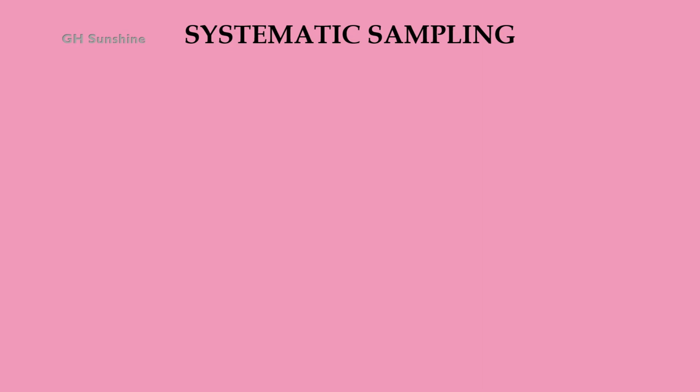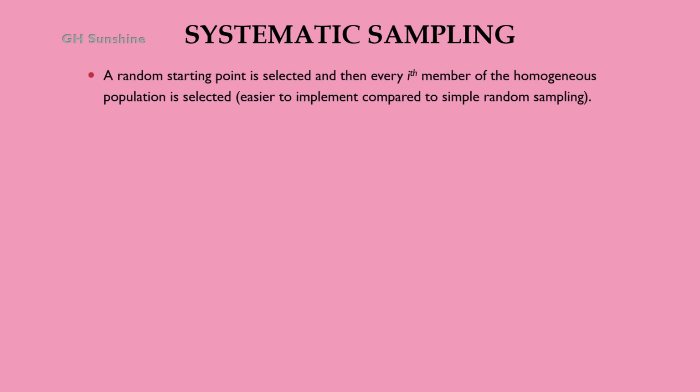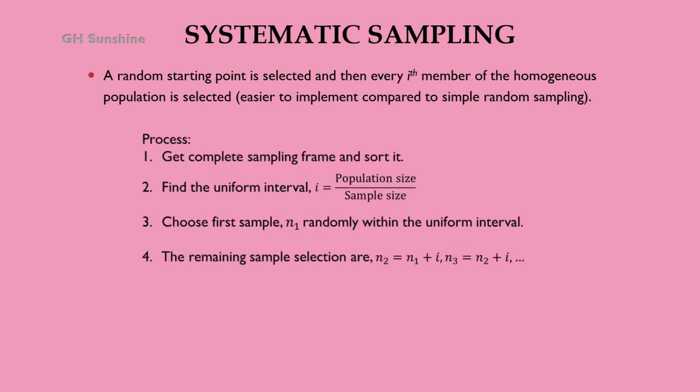Next, systematic sampling technique. So a random starting point is selected and then every element of the homogeneous population is selected. So the systematic sampling technique is easier to implement compared to simple random sampling. So this one, 4 steps for how the researcher wants to use the systematic sampling technique to select the sample from the population of interest. So for example, select 5 students out of 15. So 5 is the sample size, meanwhile 15 represents the population size.